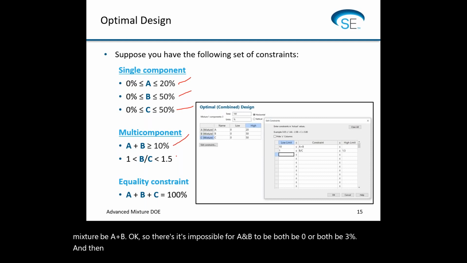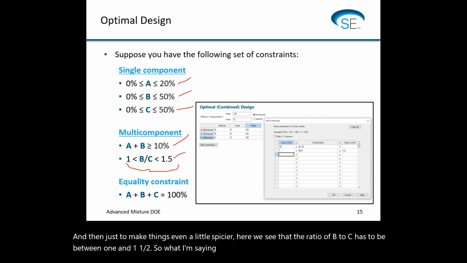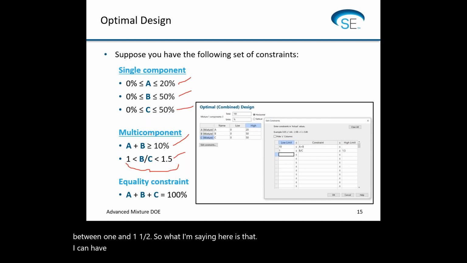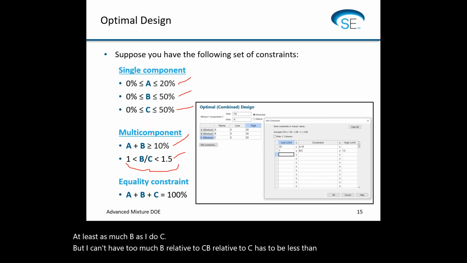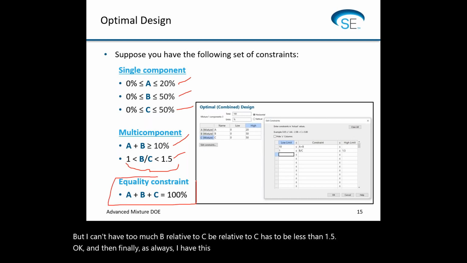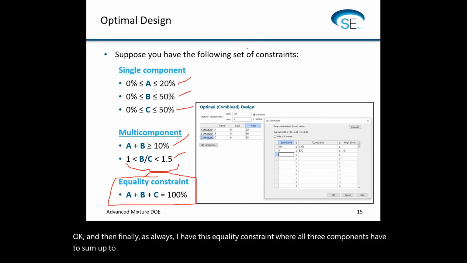And then just to make things even a little spicier here, we see that the ratio of B to C has to be between 1 and 1.5. So what I'm saying here is that I need to have at least as much B as I do C, but I can't have too much B relative to C. B relative to C has to be less than 1.5. Okay. And then finally, as always, I have this equality constraint where all 3 components have to sum up to 100%.